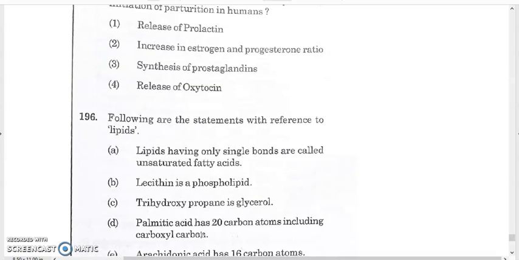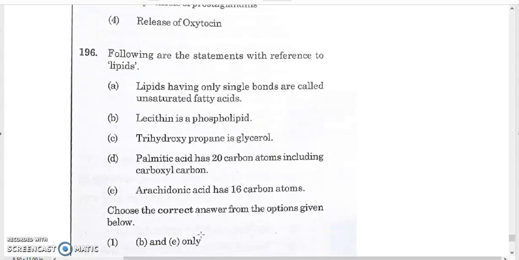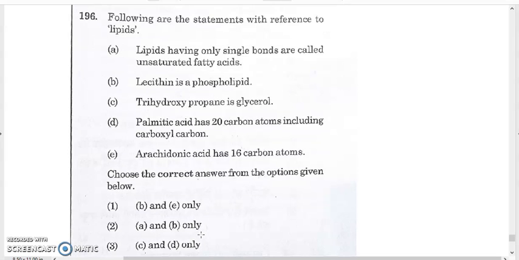196. Following are the statements with reference to lipids. Lipids having only single bonds are called unsaturated fatty acids. Lecithin is a phospholipid. Trihydroxypropane is glycerol. Palmitic acid has 20 carbon atoms including the carboxylic carbon. Arachidonic acid has 16 carbon atoms. Choose the correct answer from the options given below.